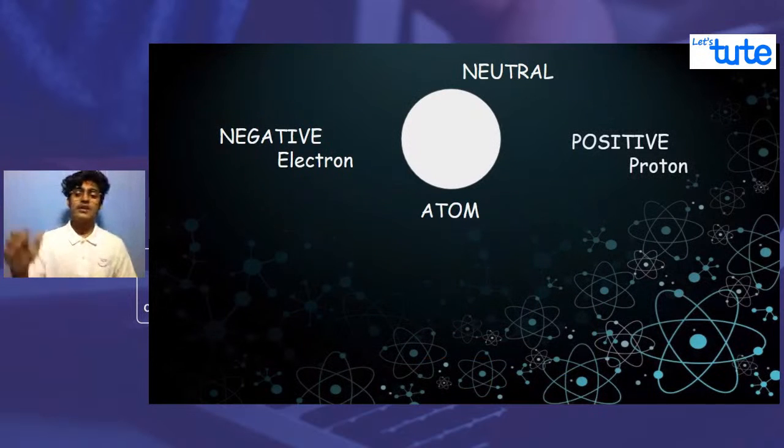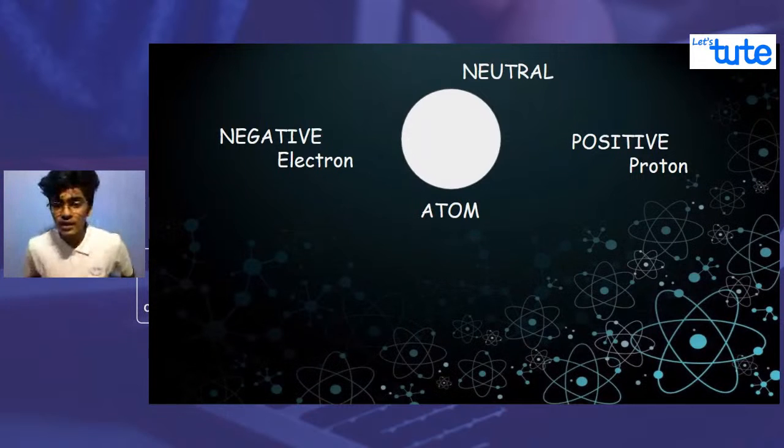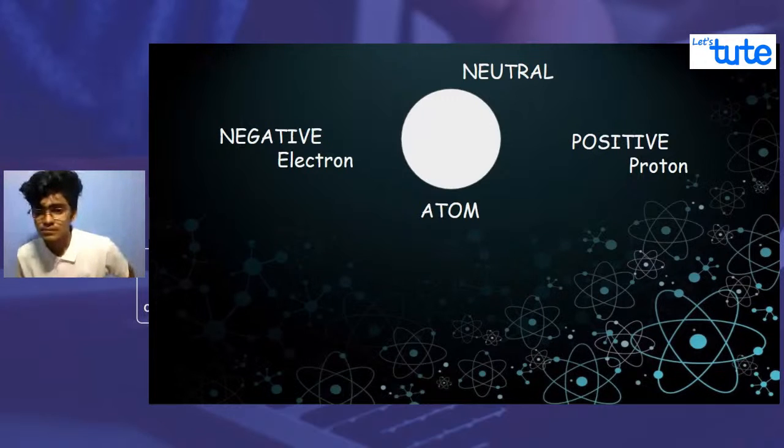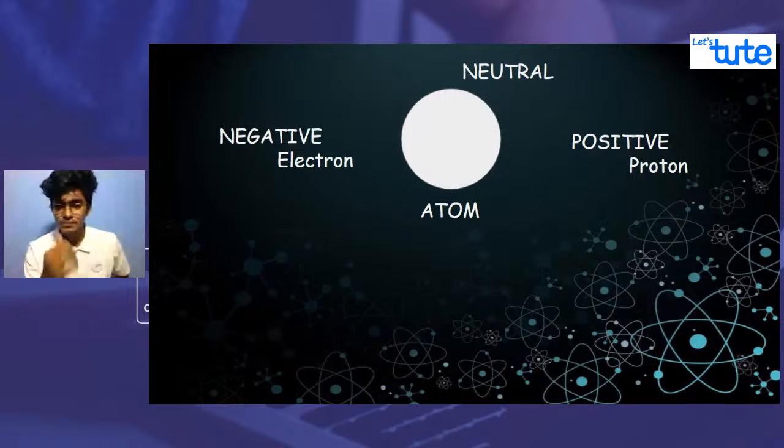So this is how it was discovered. So this is how electrons and protons were discovered. Anode and cathode, yeah. Those are the two things which you can study about this.